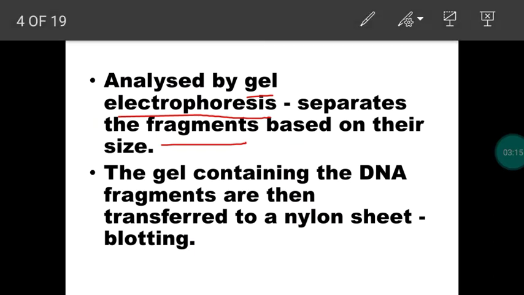Next, the DNA fragments, now added with gel, will be transferred onto a nylon sheet, right? So the process is called blotting.